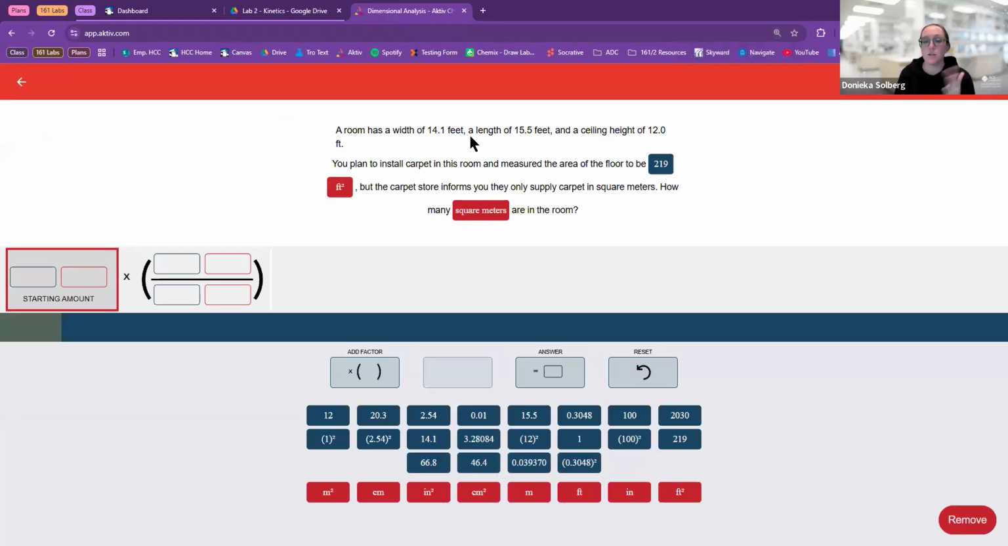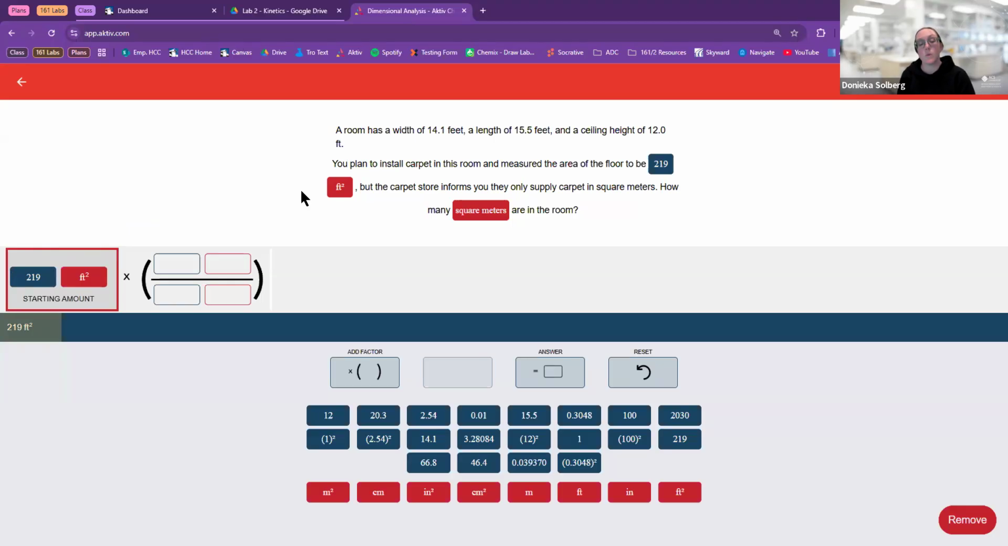So just kind of keep that in mind. I'm not a huge fan of the way they do multi-part questions, but sometimes you don't actually need everything that it said at the top. Just focus on what the question says. So they only supply it in square meters. How many square meters are in the room? So I always want to start with my number from the problem. So I'm starting with this, 219 square feet.